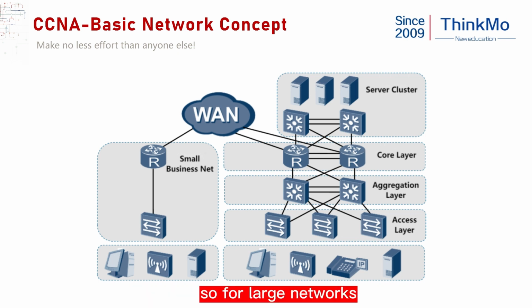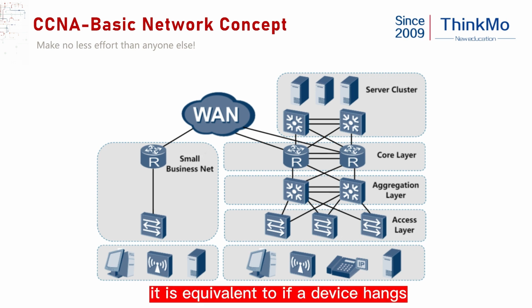So for large networks, it actually does better. The first point we call redundancy. What is redundancy? You can see each aggregation layer. Do I have 2 devices? Every device at the access layer. Is it all connected to the gathering?